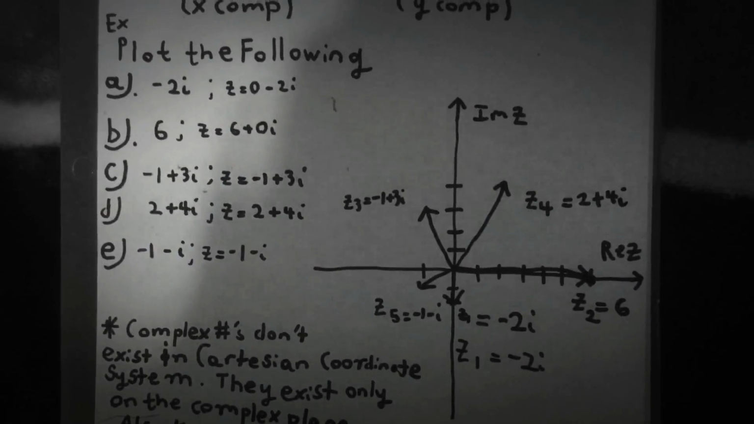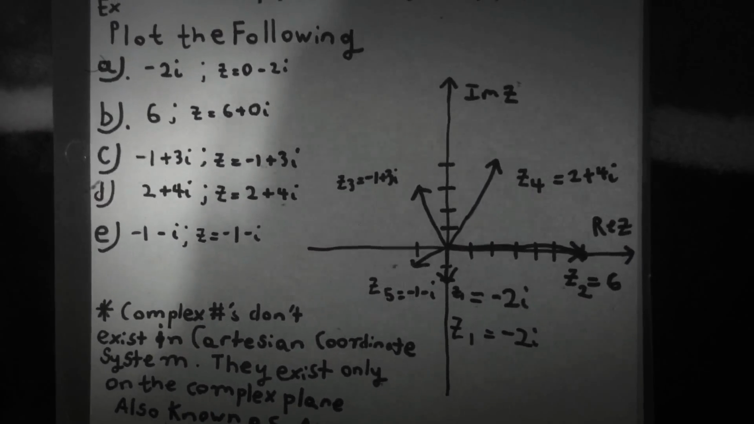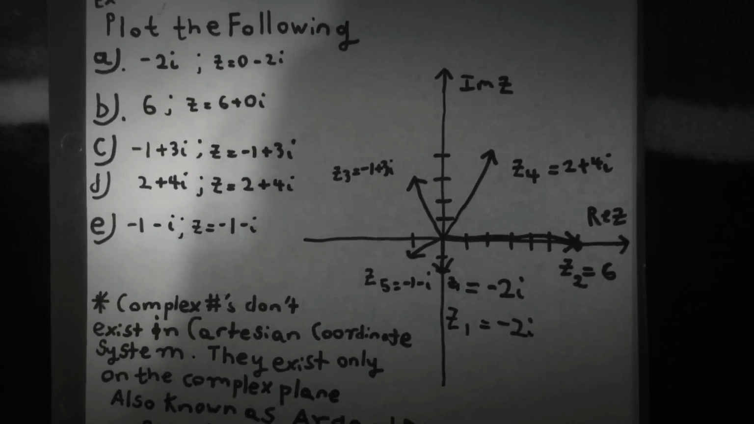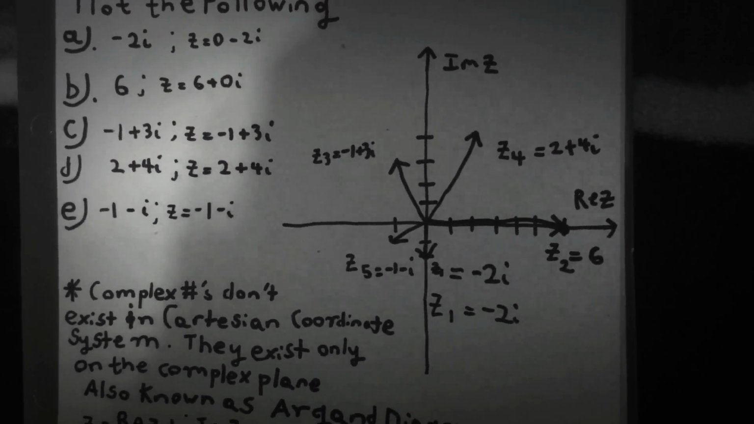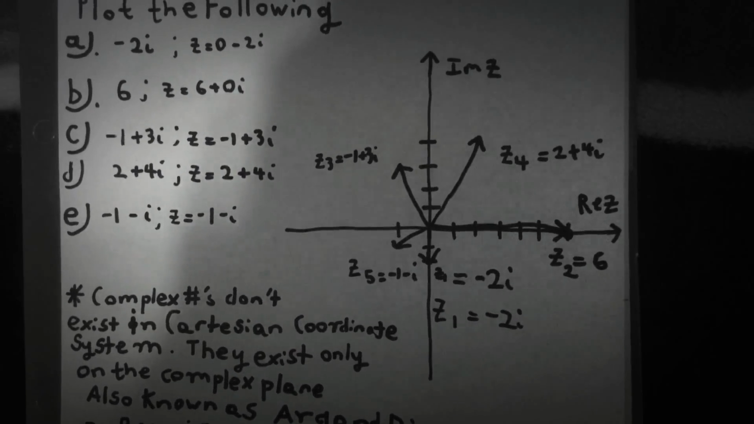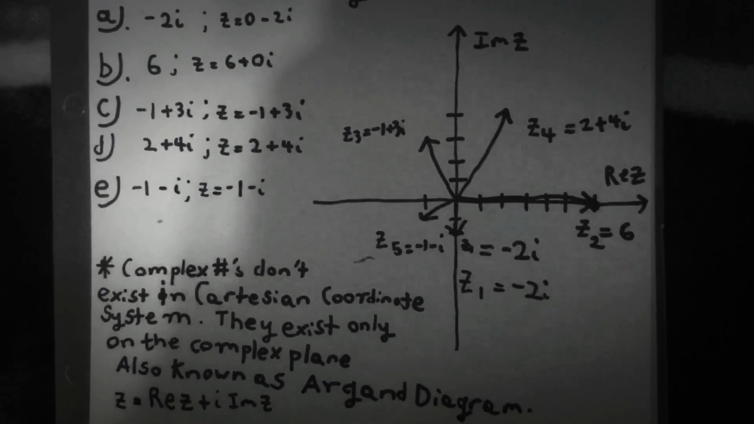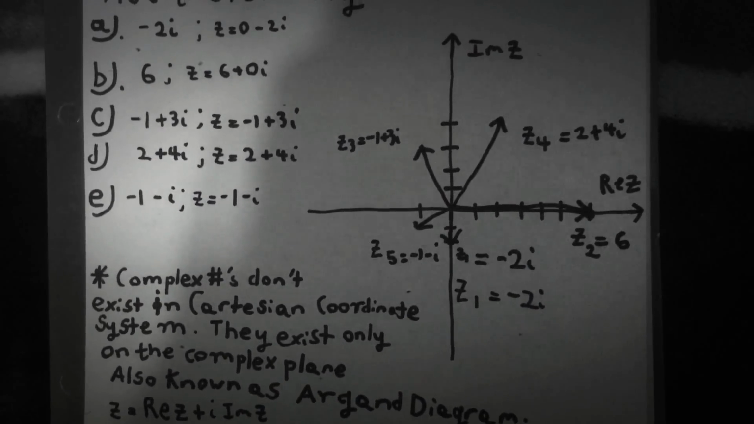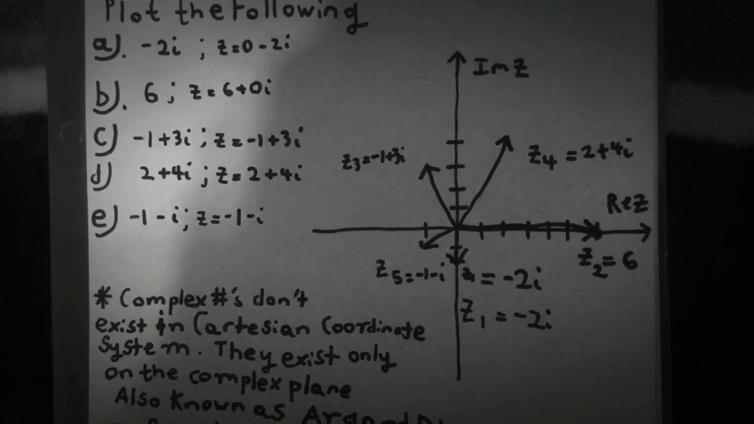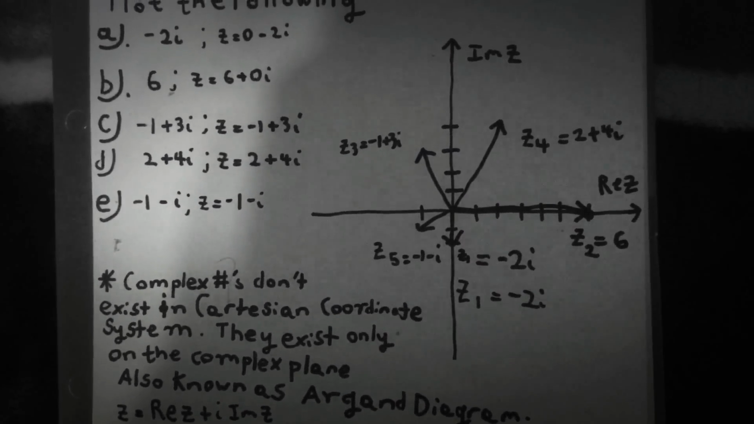Now for negative 1 plus 3i in part c, we can rewrite that as z3 is equal to negative 1 plus 3i. It's going 1 unit to the left, 3 units upward. Now in part d you have 2 plus 4i, which is in the first quadrant. 2 to the right, 4 going upward in the imaginary direction.